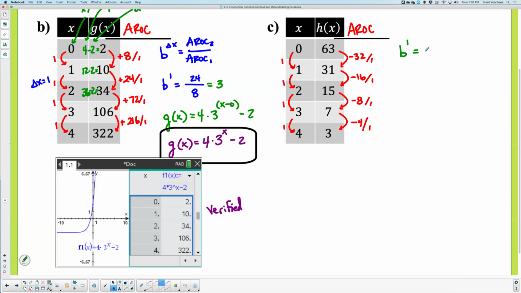1 equals A-rock 2. What's my second A-rock? Negative 16, and you would divide it by your first A-rock. Negative 32. A negative divided by a negative becomes positive. 16 divided by 32 is equal to 1/2. There's our base.